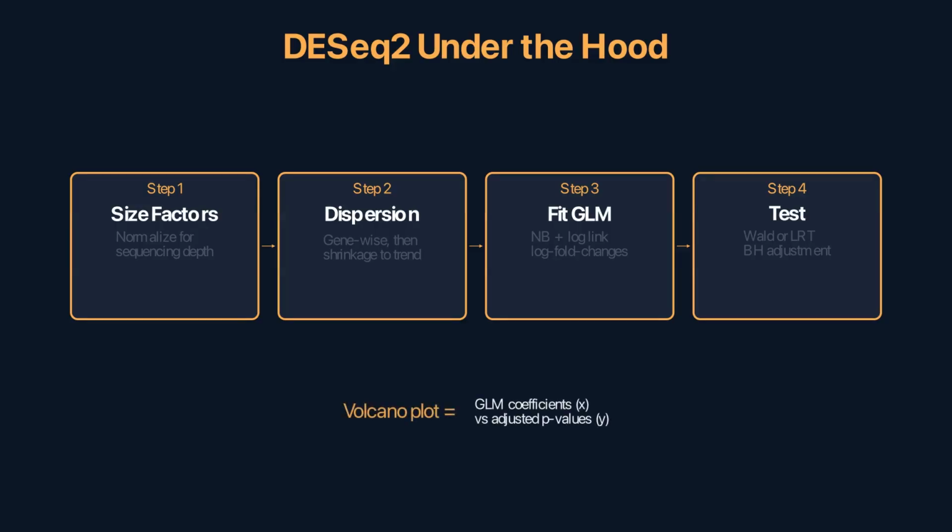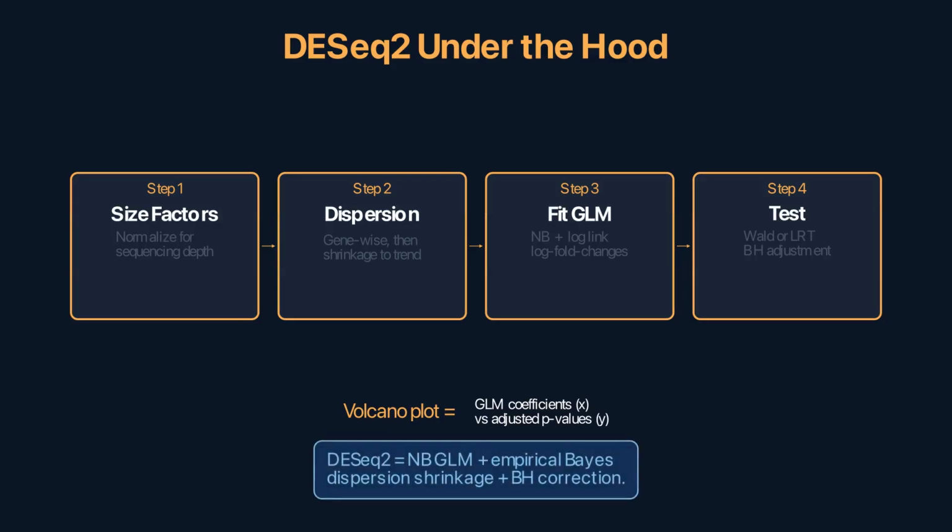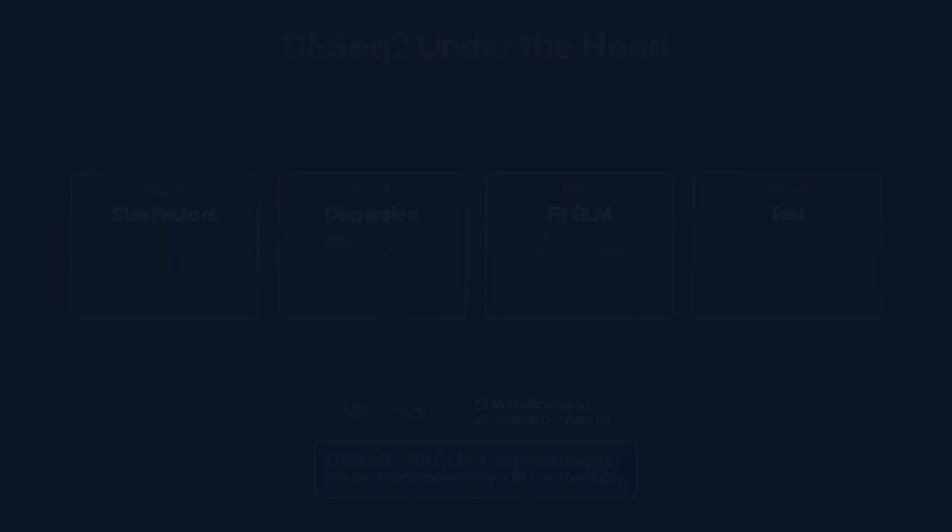genes. Step 3. Fit the GLM, negative binomial with log link. Coefficients represent log fold changes. Step 4. Test significance. Wald's test or likelihood ratio test. Adjust p-values for multiple testing with Benjamini-Hochberg. The volcano plot displays the GLM coefficients on the x-axis and the adjusted p-values on the y-axis.